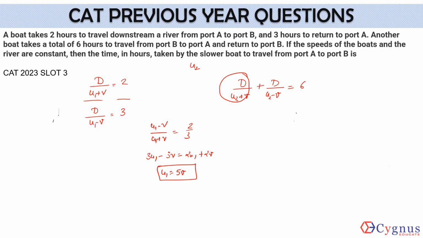Yes, sir. So you know the speed of the boat in terms of what? Speed of water. What else is given here? Now let's put it in the first equation. U1 is 5V. So the first equation will give you D by 5V plus V, that is 6V, is equal to 2. So what's the total distance? Distance will become 12 times V. Now when you put D equal to 12V here, what do we get? 12V by U2 plus V plus, what is D? Again 12V by U2 minus V is equal to 6.